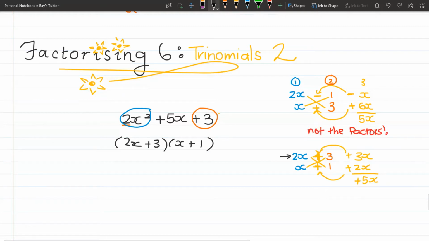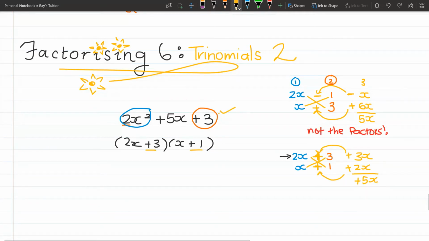Please note that there are many ways to factorize a trinomial, and this is just one of the many ways. If you feel comfortable using another method, please feel free to use it as long as it works every single time. Just to go over this: when we do our check, we have positive 1 times positive 3, which gives us positive 3. So always have that little check.